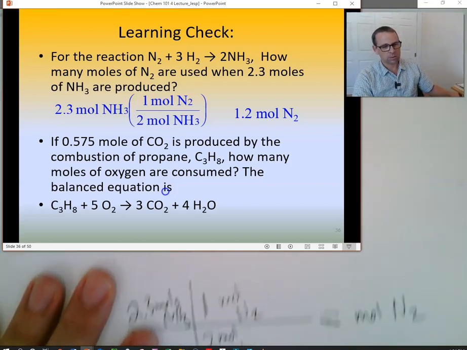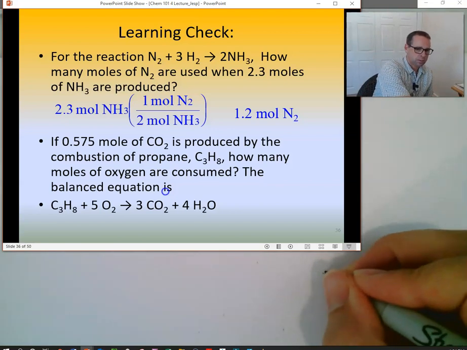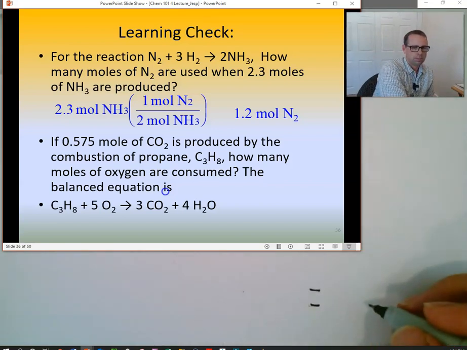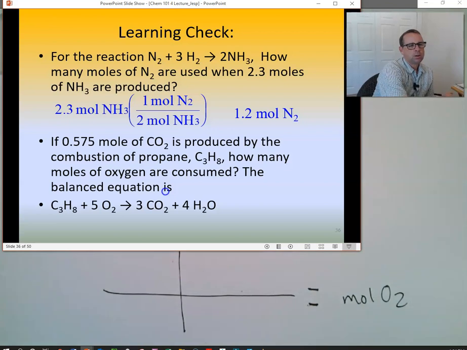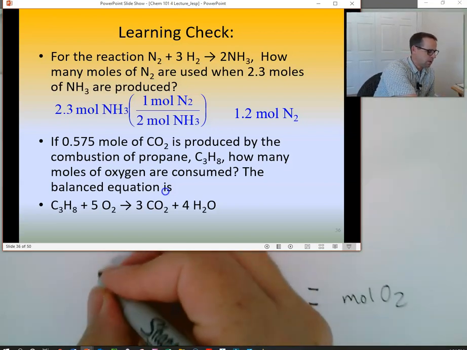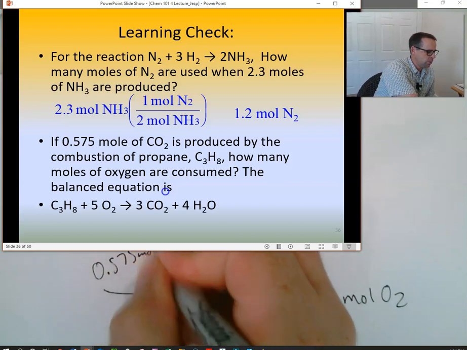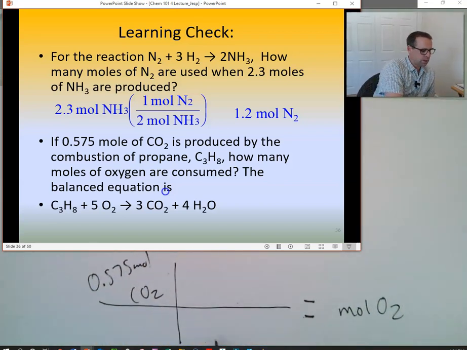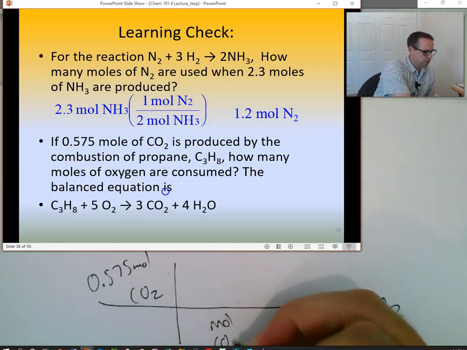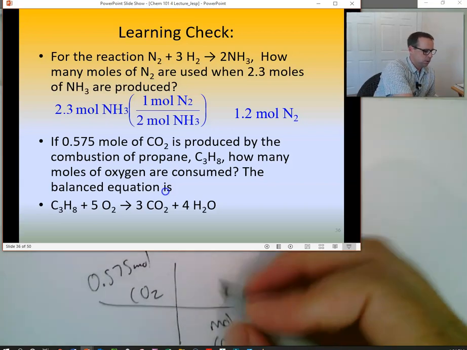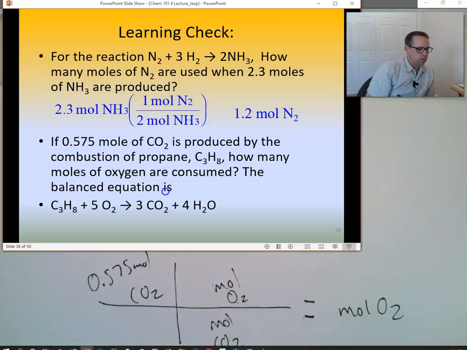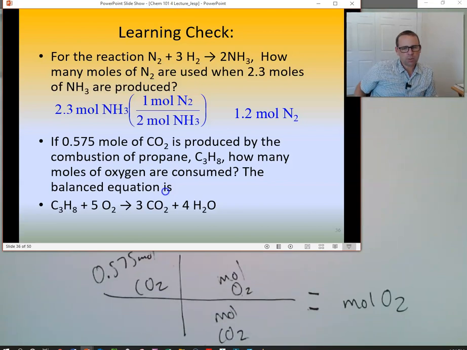All right. So to the right of the equal sign, what are we going to put? What are we looking for? Moles of oxygen. Very good. Moles of oxygen. And to the left there, we can start with our moles of carbon dioxide, right? 0.575 moles of carbon dioxide. And then what goes down here? Moles of carbon dioxide. Very good. Moles of carbon dioxide. And I want to relate that to what? To moles of oxygen. Moles of oxygen. Great. Now, can you see what the molar ratio is between the moles of oxygen and moles of carbon dioxide?